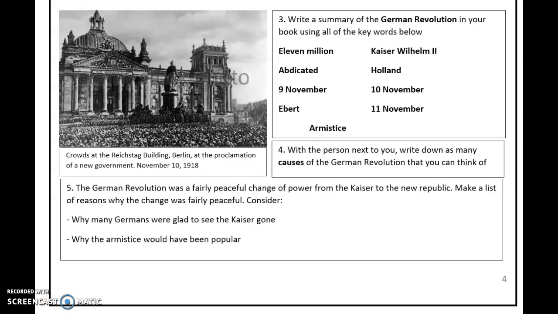So in November 1918, a new government was set up in Germany by the leader of the Social Democratic Party, Friedrich Ebert. So often revolutions are characterized by violence, and yet the German Revolution was fairly peaceful. Why do you think this was? What I would like you to do is pause the video now and consider these 2 points: why many Germans were glad to see the Kaiser gone, and why the armistice would have been popular. So you would have researched this word so you know what it is. So that is your final activity today.